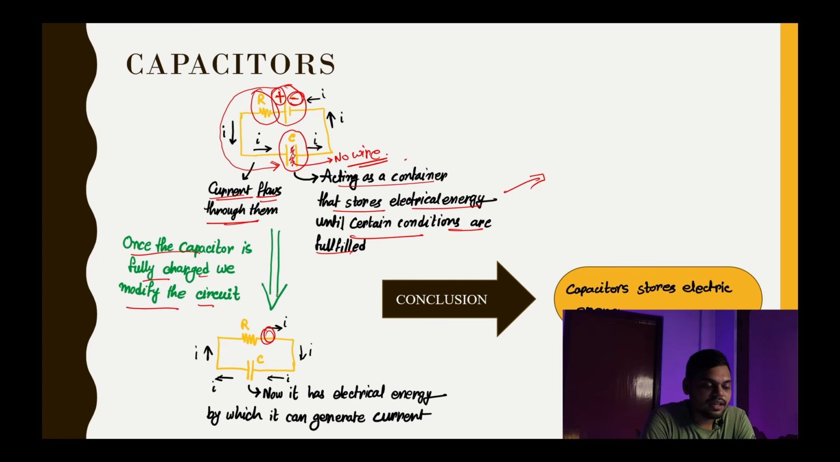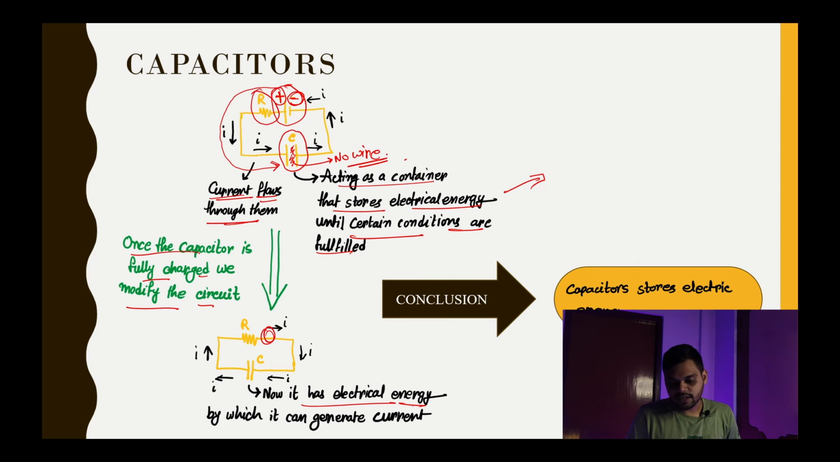Once we remove the battery and connect the resistor to the capacitor through wires, at that position the capacitor has higher potential energy on the left side and lower potential energy on the right side, isn't it? The positive charge accumulated here and the negative charge accumulated here, you remember? So from this the capacitor will act like a battery itself. The positive charges will run through the circuit and go to the negative plate of that capacitor. A current will flow. Now it has electrical energy.